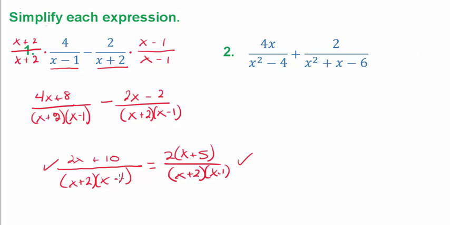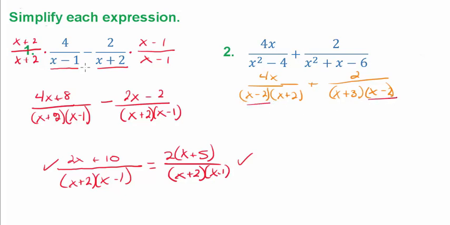For the second problem, you'll notice though that I have quadratic terms in my denominator, which means the first thing we need to do is to factor this. So I need to factor that denominator to get an equivalent expression. So the numerator will still be 4x, but the denominator will be x minus 2 and x plus 2. Likewise, for the second fraction, the numerator stays the same. The denominator will be x plus 3 and x minus 2. Now notice that I have a common factor already. I have an x minus 2 with both denominators.